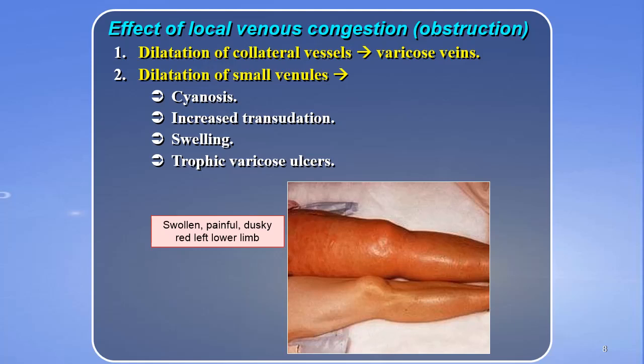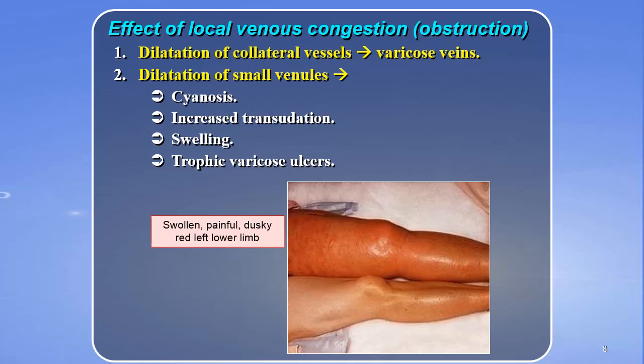Now let's discuss the effect of the local venous congestion on the tissue affected. Here's an example for the left lower limb with mechanical obstruction of one of its veins by ligature of one of the veins of the lower limb. So we can see the left lower limb here, swollen, painful, dusky red in color.